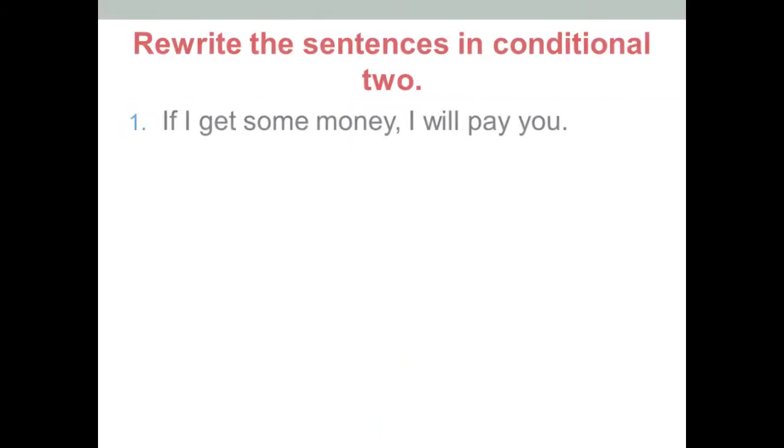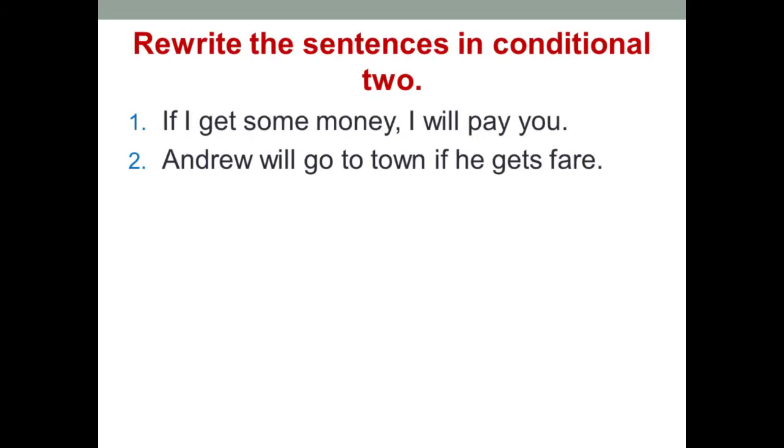Sentence number 1, if I get some money, I will pay you. I have told you already that for you to go very well in as far as these conditions are concerned, you are supposed to identify the tense. Now we are dealing with conditional 2, and the tenses are past simple, conditional clause, and present conditional main clause. So identify the tense in the sentence given to you and then apply those very tenses correctly to get the answers right. Number 2, Andrew will go to town if he gets fare.